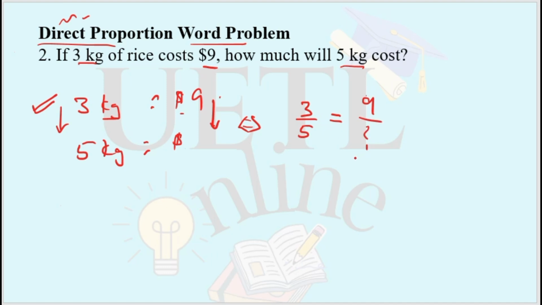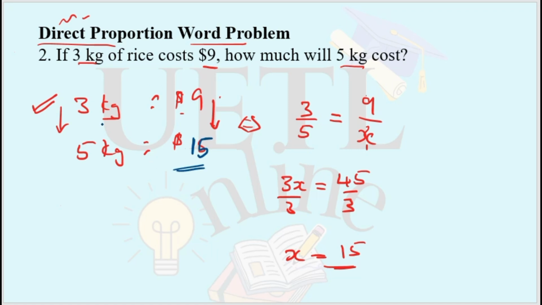Now we just have to find it. Let's say it's x here, for simple calculations. Now we have to solve this by cross multiplication like we did in the last chapter. We say 3 times x becomes 3x, is equal to 5 times 9, which becomes 45. If we divide by 3 here and divide by 3 here, your answer becomes x is 15. So this means that 5 kg will cost $15. Make sure you are able to solve that. So this was about direct proportion.